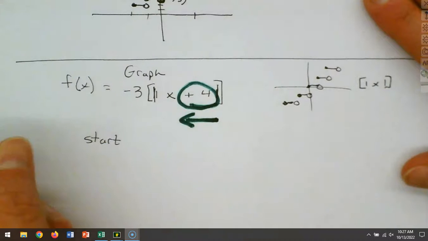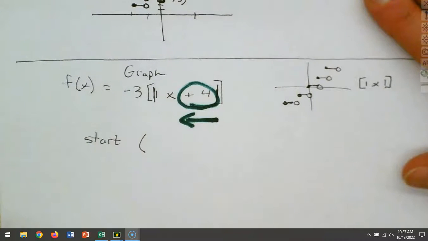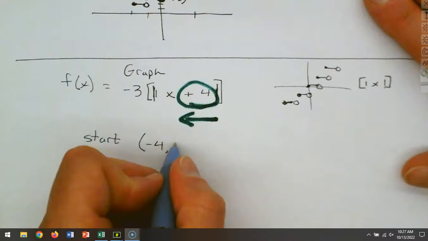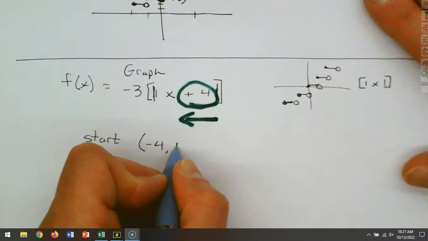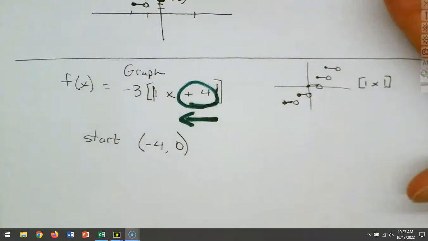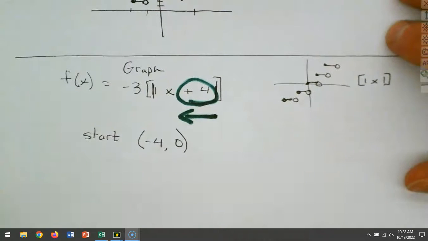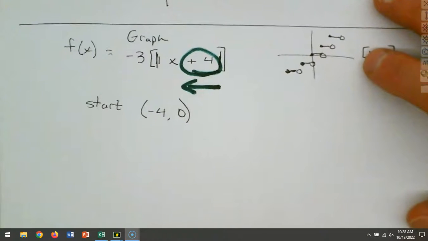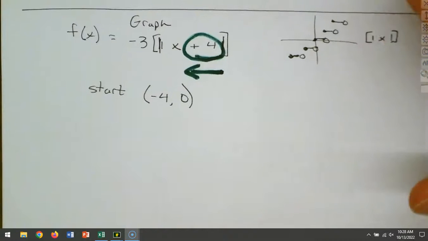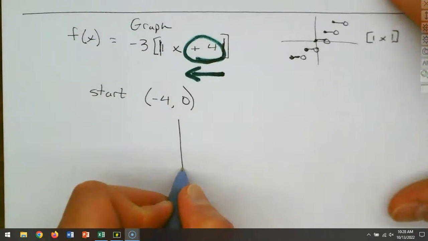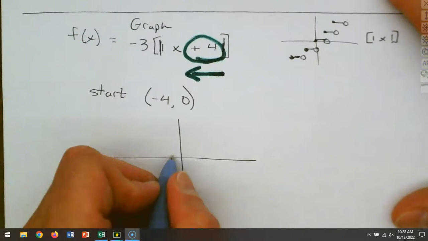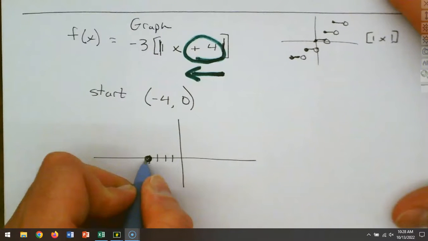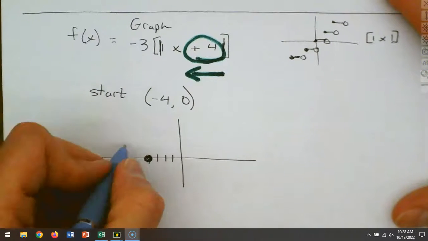Where now are we going to start at? We're going to start back 4 units. So that's going to be at a -4. Are we moving it up or down any? No. So we're going to start now at -4, 0. There's no number on the end. So let's find that point, -4, 0. Which is right here. Make sure you use a closed circle.